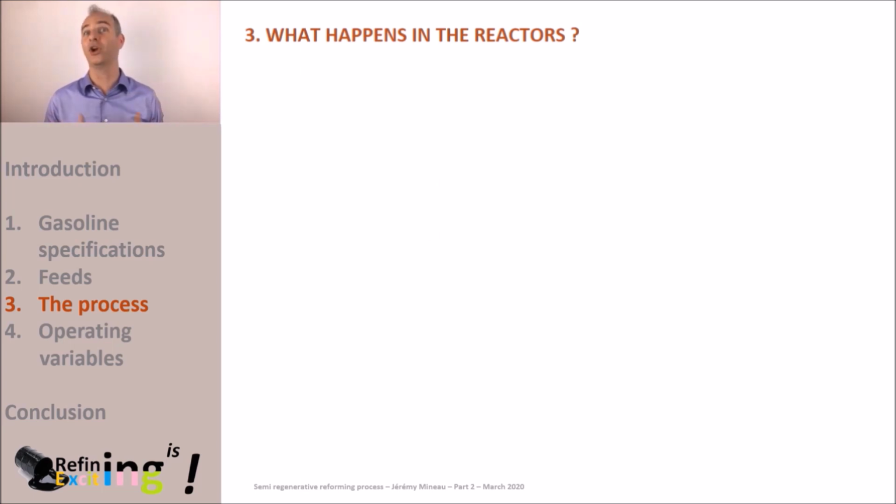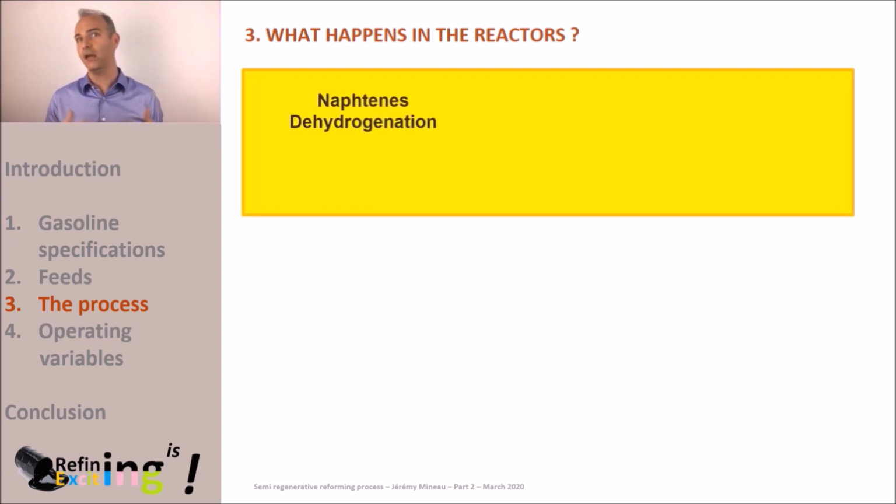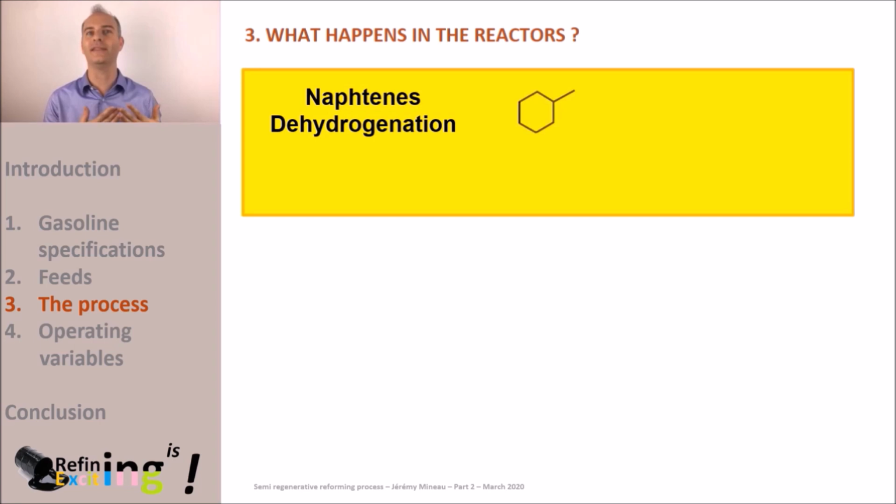We are now going to have a closer look at the reactions that occur in the various reactors. The first reaction to take place is the dehydrogenation of the naphthenes. This reaction involves a naphthene that will convert into an aromatic. During the process, 3 hydrogen molecules are produced when a cycle is dehydrogenated. This is the main reaction of the process.